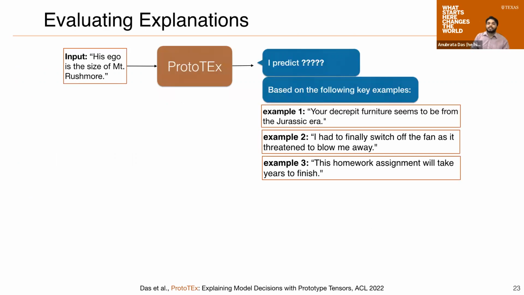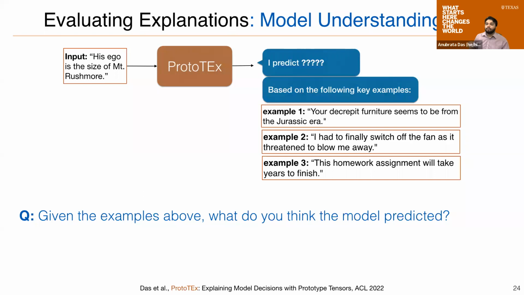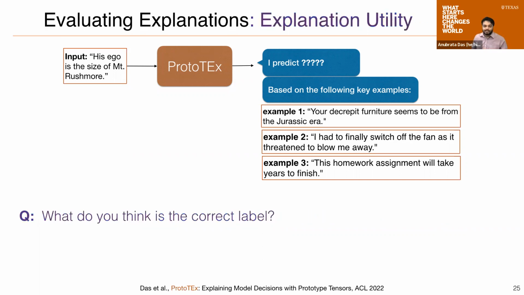To evaluate the explanation, we show users the input and the similar explanations. So in the input, if you recall this diagram from before, we give this input and a set of examples. And we mask out the prediction, which you see is in question mark. Given this, for model understanding, we ask our participants, given the example above, what do you think the model has predicted? And for explanation utility, we ask a different question. What do you think is the correct label? And this is about the ground truth.